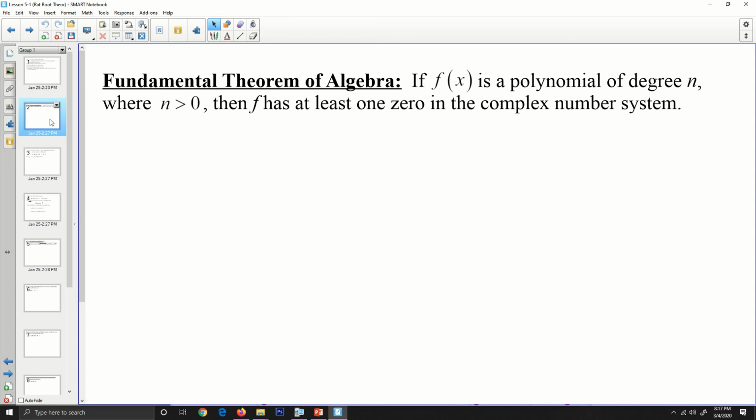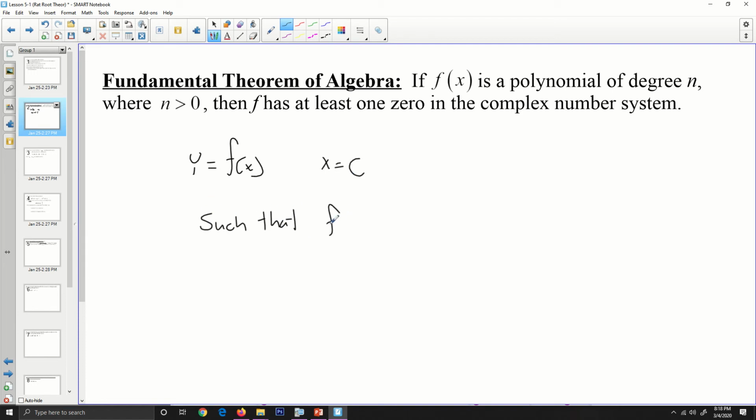First, the fundamental theorem of algebra: if f of x is a polynomial of degree n, where n is greater than 0, then f has at least one zero in the complex number system. What that basically means is that if you have some polynomial y equals f of x, then there must exist some value c, x equal to c, such that f of c is equal to 0. There must be at least one complex number that you can plug into that function and get 0 out.